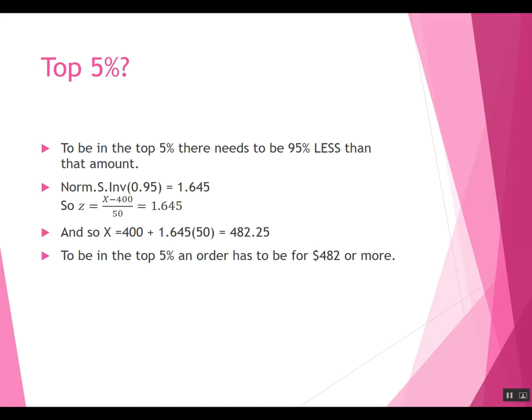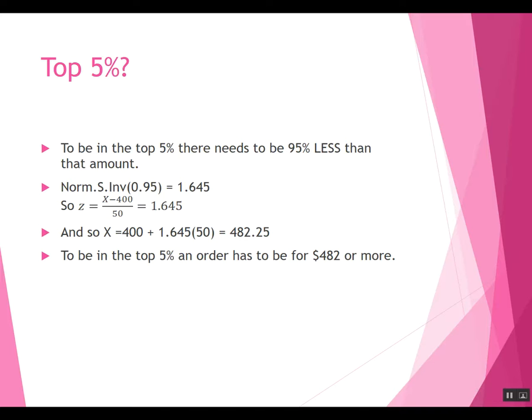And so then you solve an equation. 1.645, that's the z-score for the x you want, so x minus 400 over 50 equals 1.645. And when you solve this equation for x, you get 482.25. So to be in the top 5%, an order has to be for $482 or more. So to solve problems like this, you use the inverse function, or StatKey, to find the z-score. And then again, once you know the z-score, you can find the x.